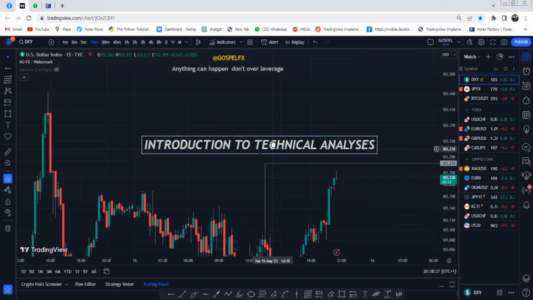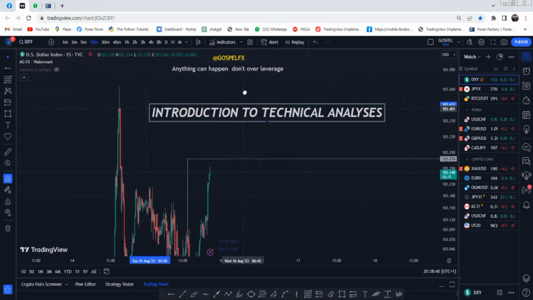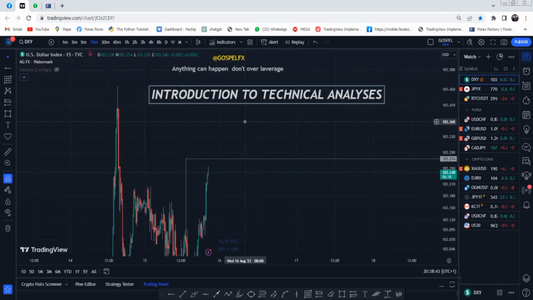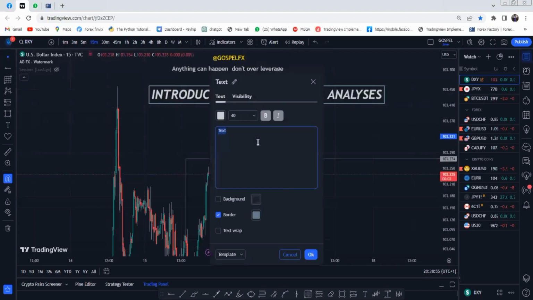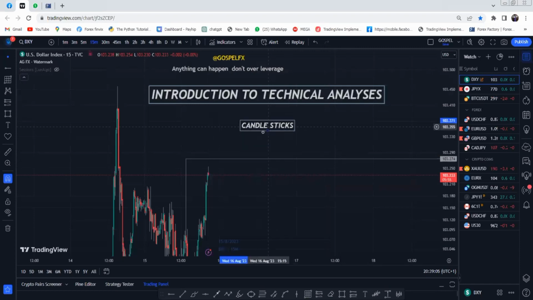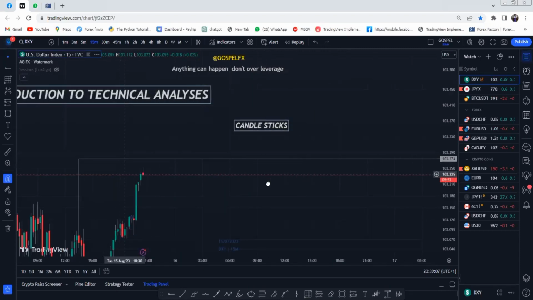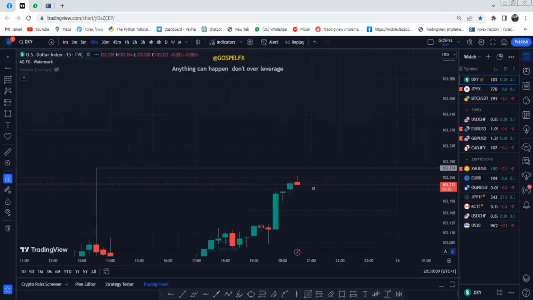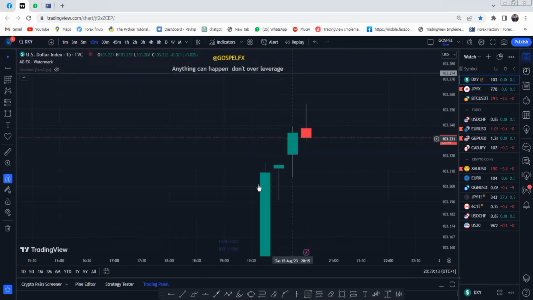With this introduction to technical analysis, we're going to be looking at what you are seeing now on the screen, how to interpret things. When you look at the chart and see something, how do you interpret it? The first thing we're going to talk about is what we call candlesticks, which is what you are seeing now on the screen. This is called a candlestick. This is a candlestick.